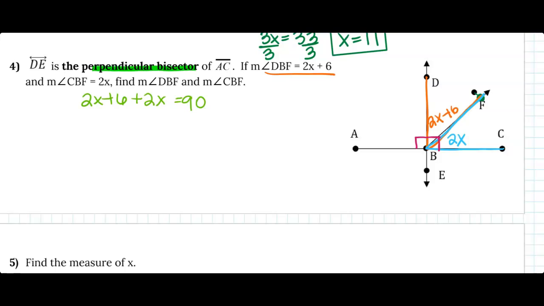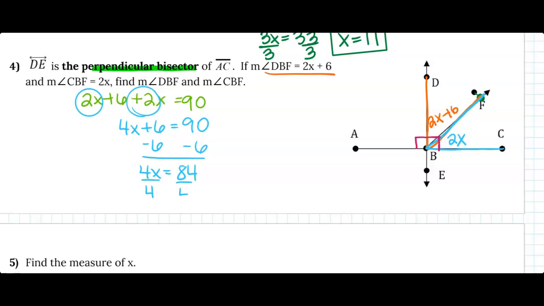One way you can tell that those angles are not equal to each other is because they both have the same variable piece, 2x, but one of them has plus 6. So 2 times x cannot be equal to whatever 2 times x is plus 6. To solve this, we combine our like terms. So we get 4x plus 6 is equal to 90. Minusing 6 from both sides, we get that 4x is equal to 84. Dividing by 4, we get that x is equal to 21.